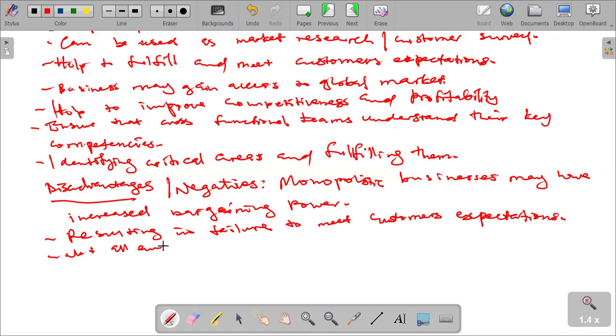Not all employees may be involved, which might cause demoralization of some of those employees who are not involved in that respect. And other customers, sometimes they do not want to be in contact with customers. I mean, other employees may not want to be in contact with customers.